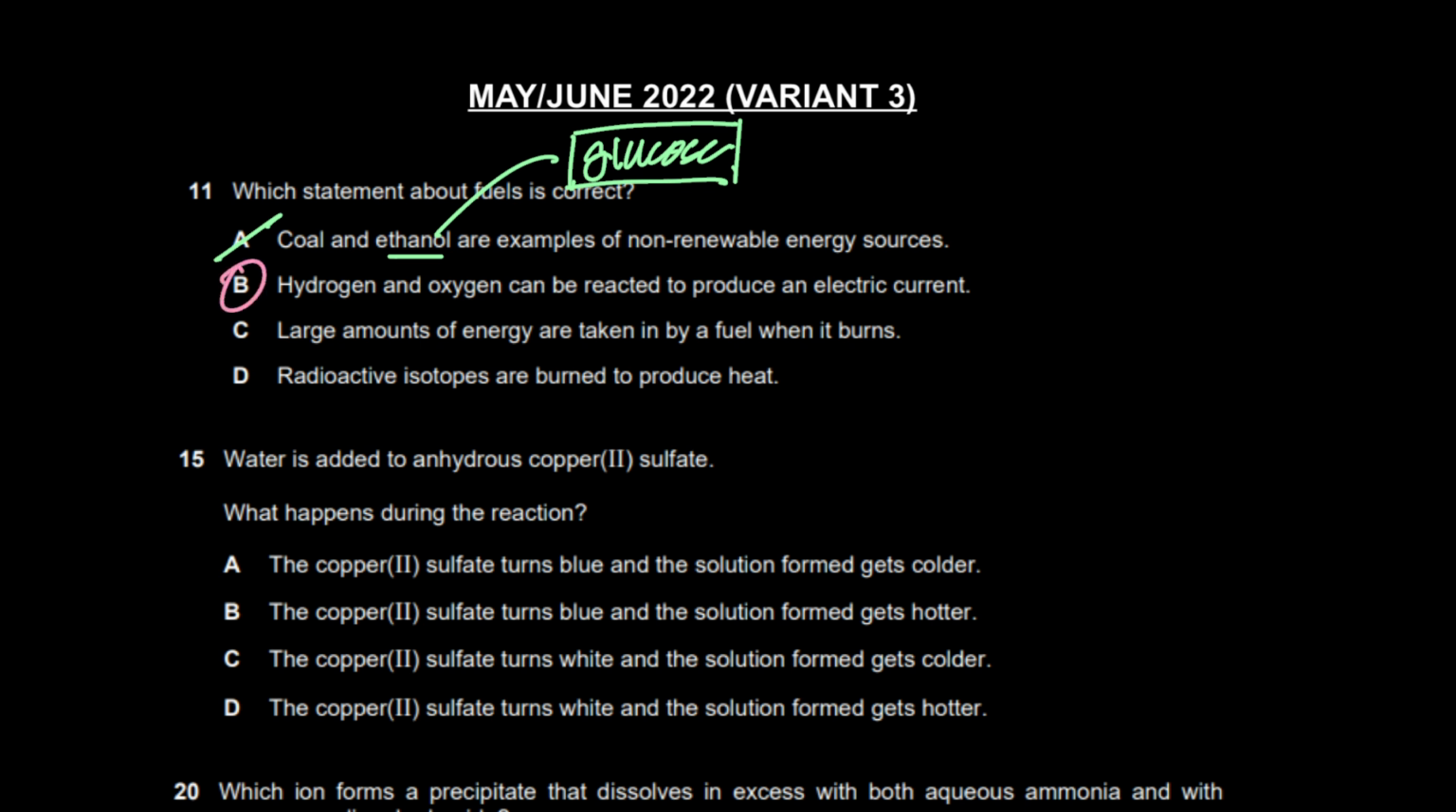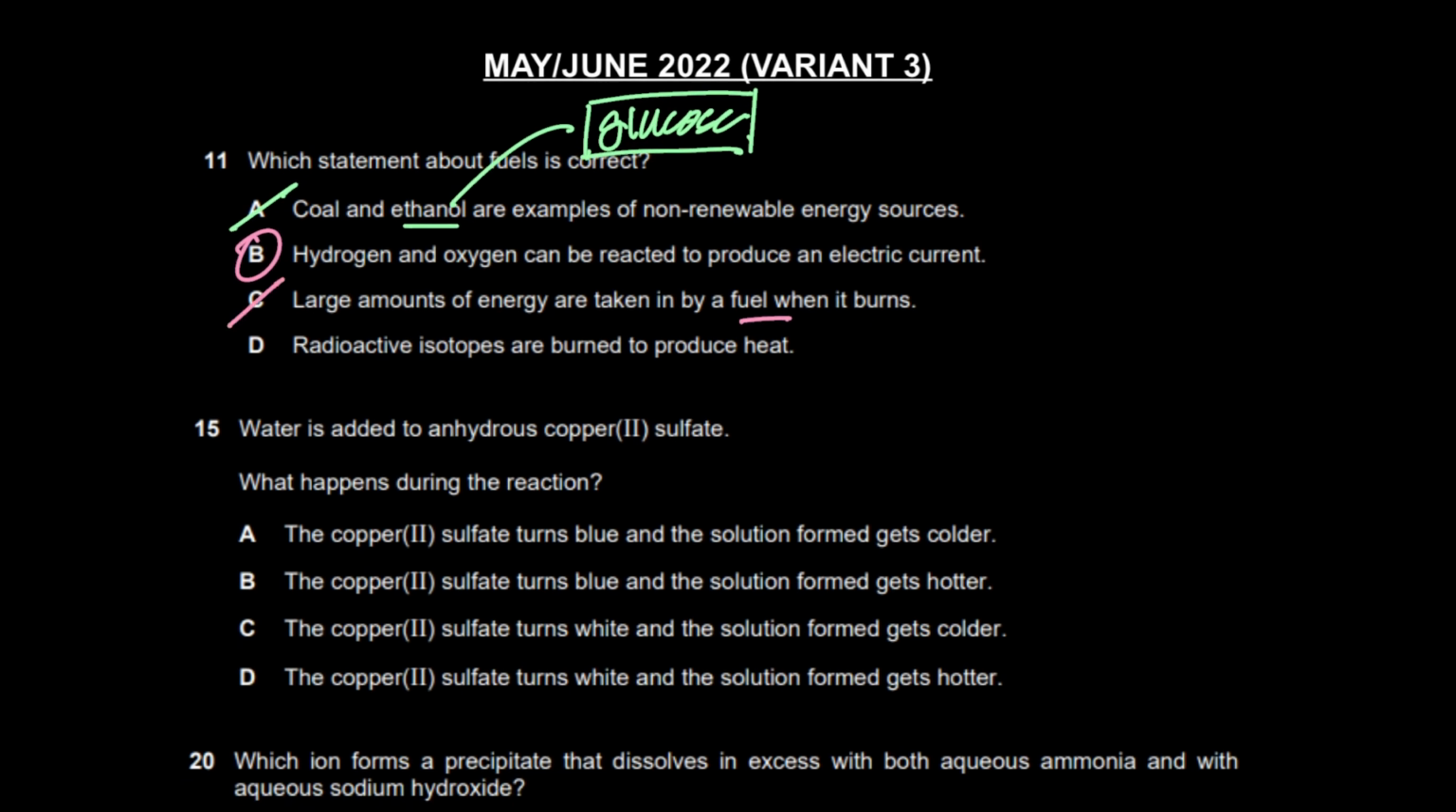So B is correct. Large amounts of energy are taken in by a fuel when it burns. Man, this is so funny. You need to understand that the reason why they are called fuels is because they give out energy to you guys, right? So large amounts of energy are given out in the form of heat. That's why when a fuel is burning, you feel hot. Why? Because it's an overall exothermic reaction. Heat energy is being released to the surroundings, and everything around it is the surroundings. That's why we all are getting hot, right? So C is incorrect. Radioactive isotopes are not in your course, and radioactive isotopes are not burnt to produce heat.